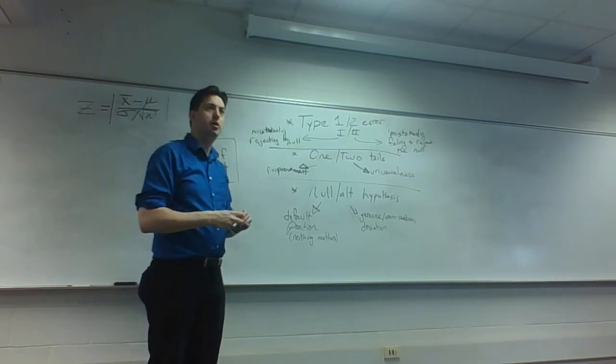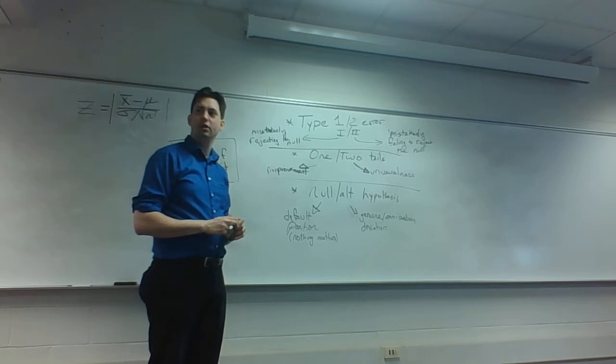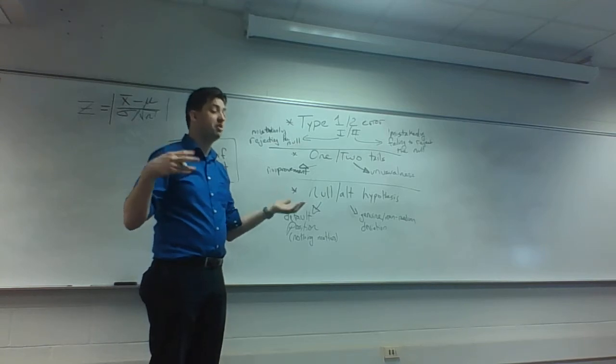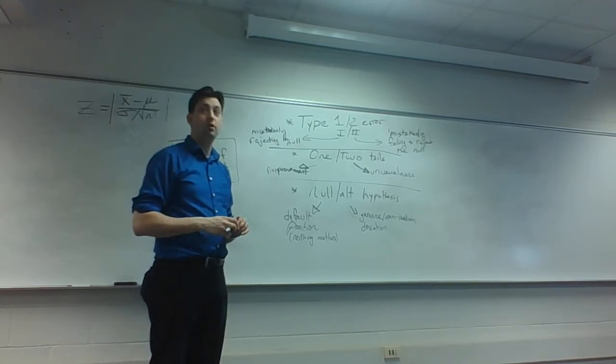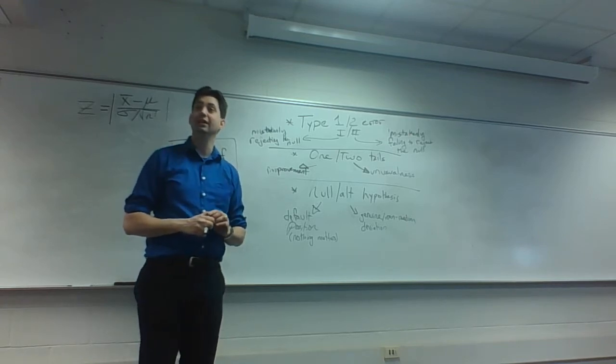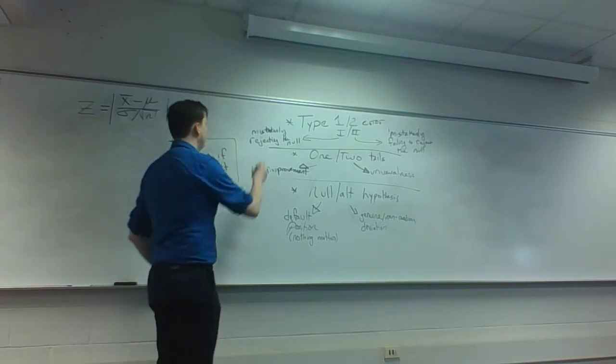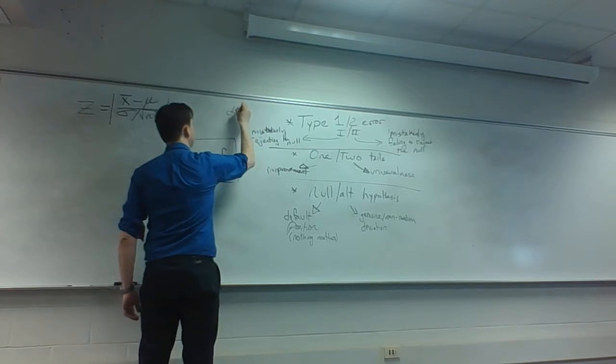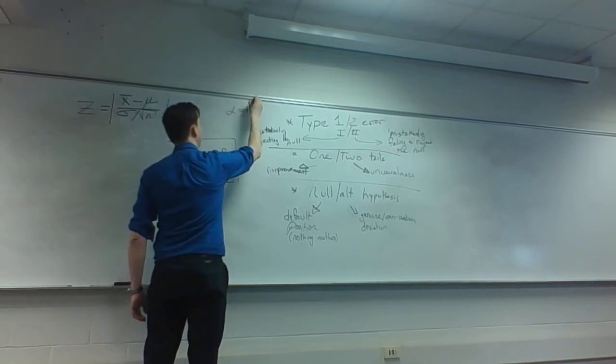What is 1 minus 99%? No, 100% minus 99% is 1% or 0.01, which would be alpha. Alpha is the same thing as the chance of type 1 error.